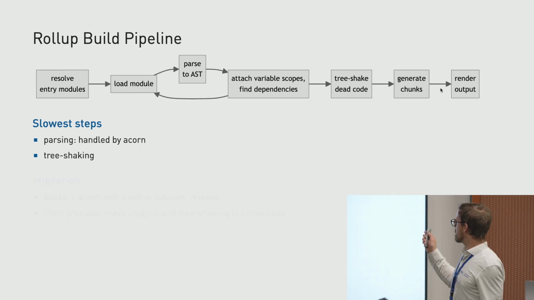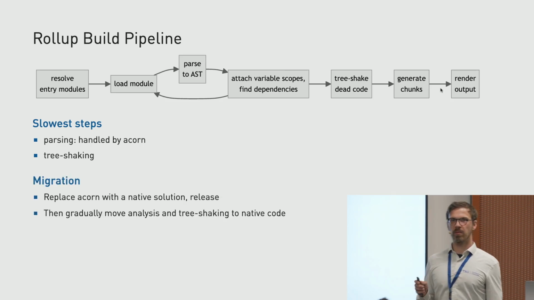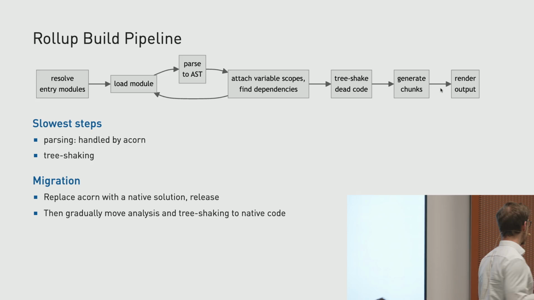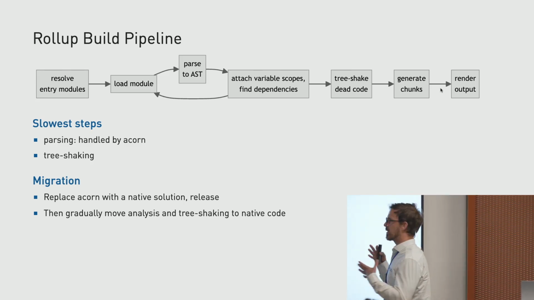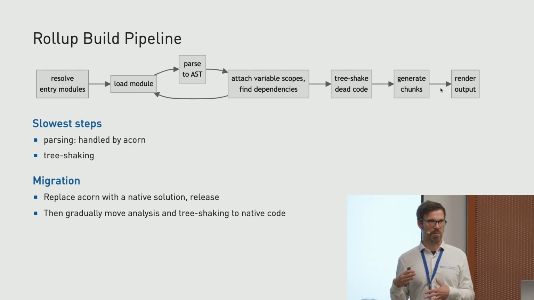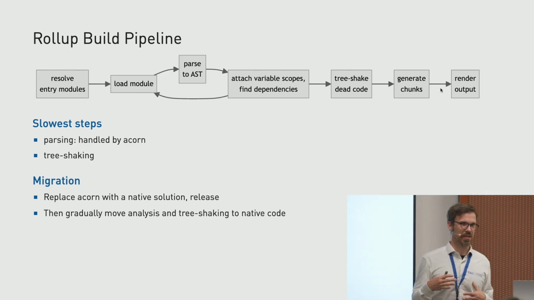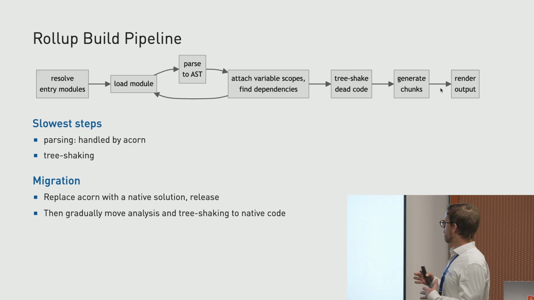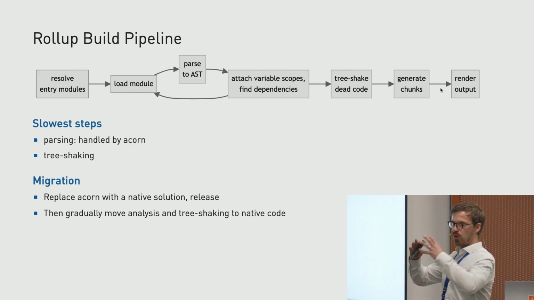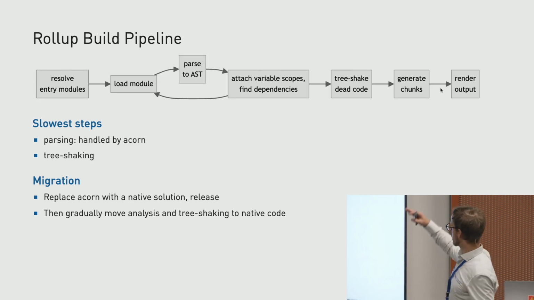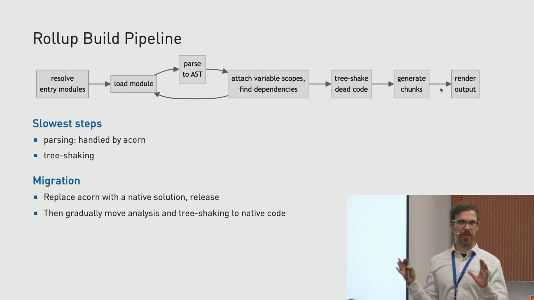So the idea is, let's start with the part where I have the most uncertainty. Let's replace the parser because, well, I still do not want to write my own parser. I don't have time for this. And then I want to release it, and then gradually just grow the island of native code until it includes the tree shaking.